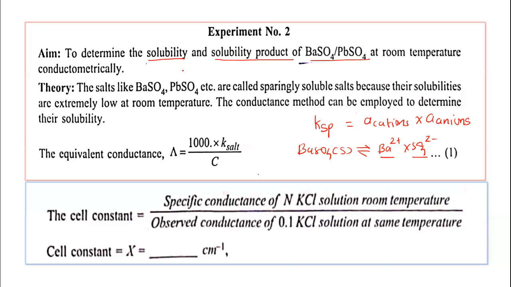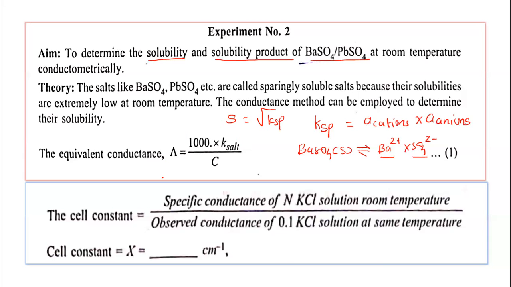using the solubility product, we can determine the solubility. For barium sulfate, the solubility is equal to the square root of Ksp. Now, how can the solubility product be determined? Let us see the experimental part. By measuring the conductance of the solution, we can determine the solubility product.